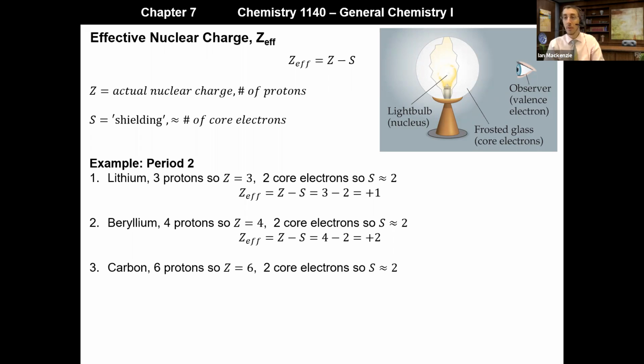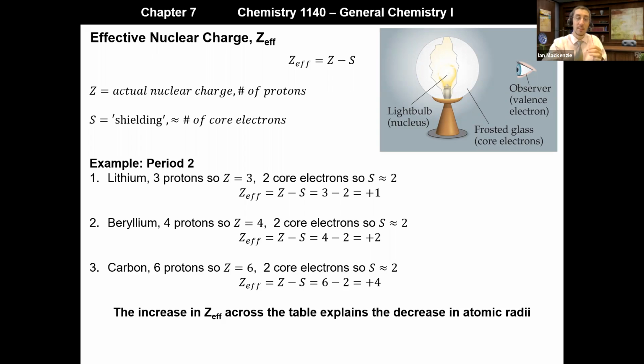As you move even farther over to carbon, Z is now 6, that's the number of protons, but the number of core electrons still hasn't changed, it's still 2. And so the effective nuclear charge that the valence electrons in carbon feel is +4, so more than beryllium or lithium.